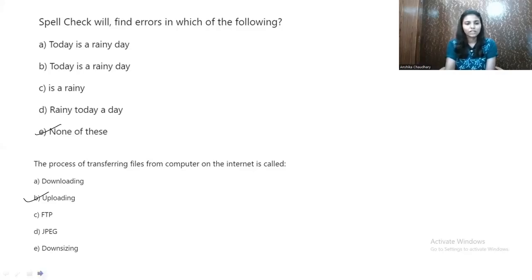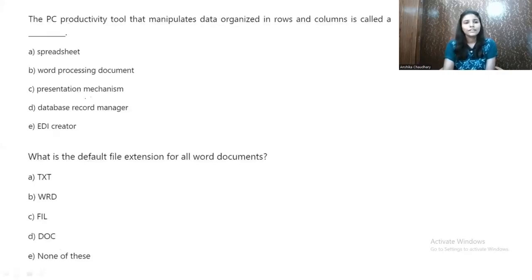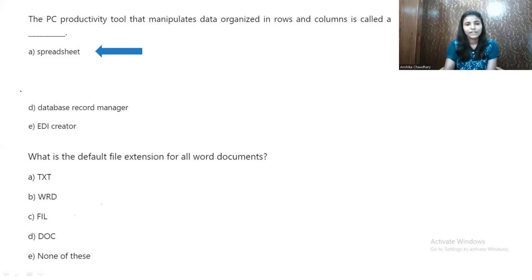So let's check the next question. The PC productivity tool that manipulates data organized in rows and columns is called a spreadsheet, word processing document, presentation mechanism, data record manager, or EDI creator. So let's move on to the next question. What is the default file extension for all Word documents? All the Word file documents are saved in .doc extension, right? So doc will be the correct answer here. So let's move on to the next question now.